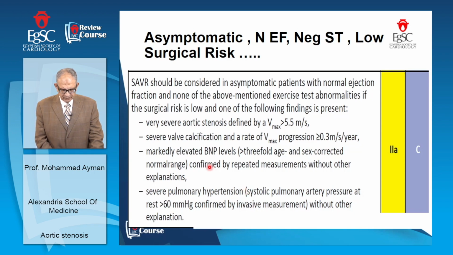If the aortic stenosis peak velocity, Vmax, is more than 5.5, or the rate of progression in the velocity is more than 0.3 meter per second per year, if you have raised BNP levels more than threefold for the age and sex, and if your patient developed pulmonary hypertension with a predicted pulmonary artery systolic pressure more than 60 millimeters of mercury, this is a recommendation class 2A.